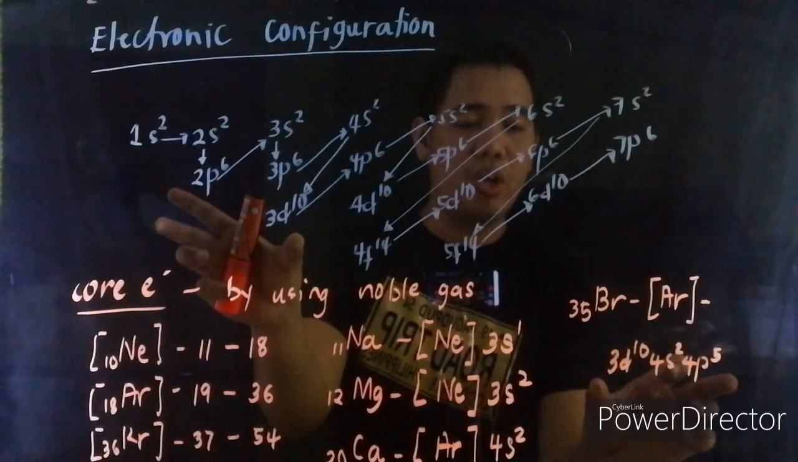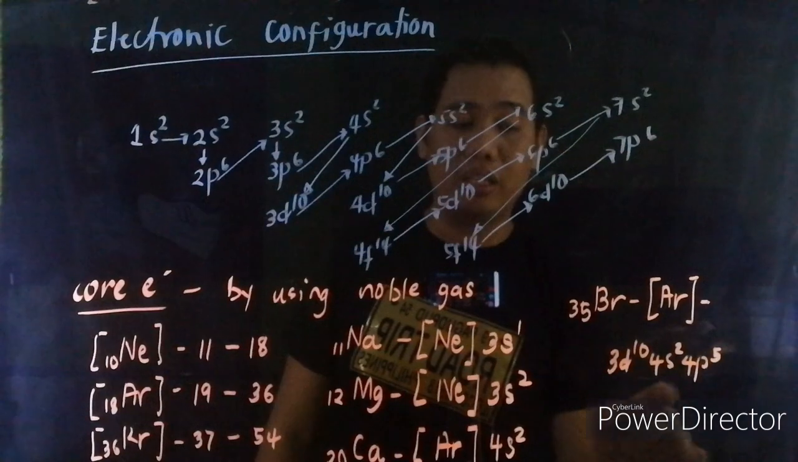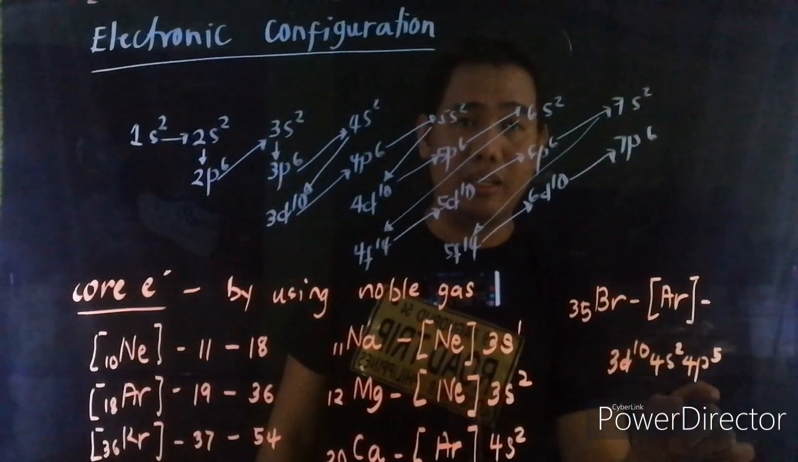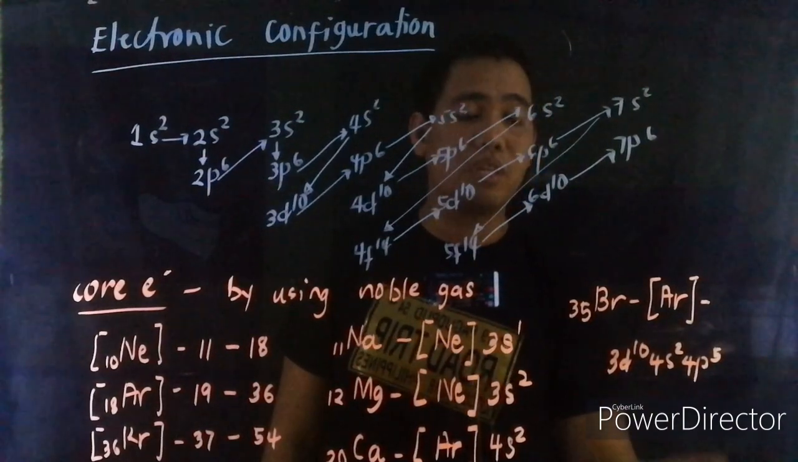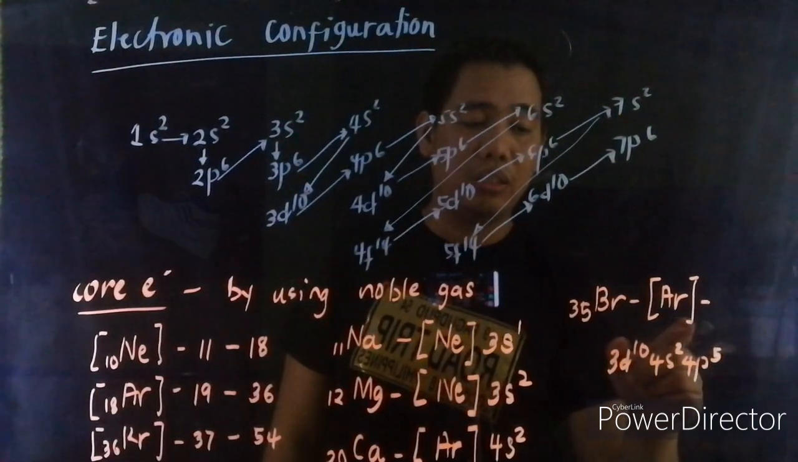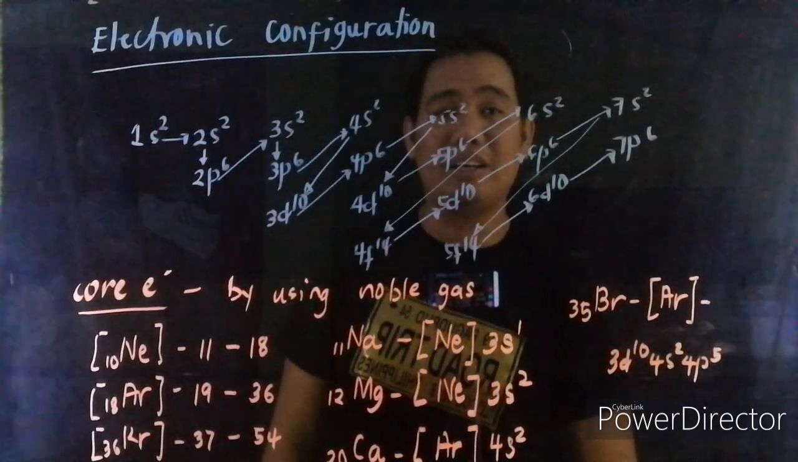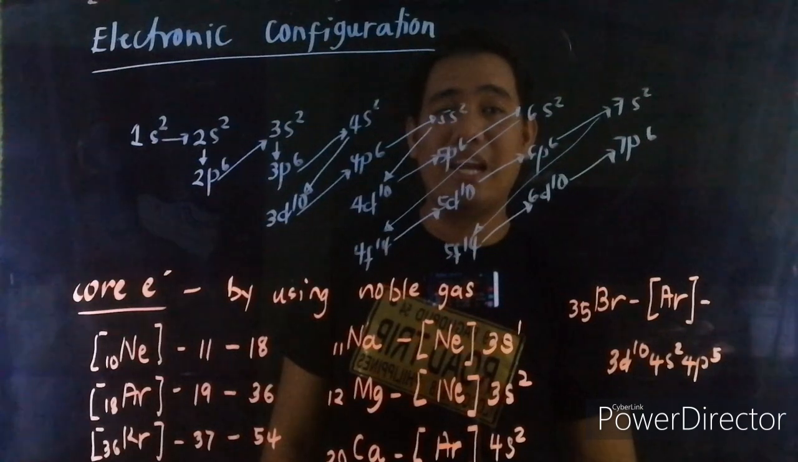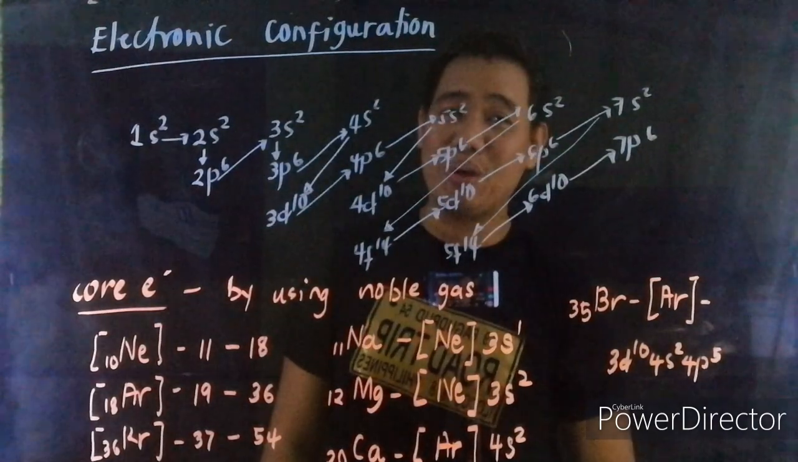So we know that bromine belongs to period 4. That is why the last shell has 4 in it. Then we know that bromine belongs to group 7. So the last electrons have a sum of 7. So we have s2 for that one, and p5. So that is 2 plus 5, and that is 7. So that is for the electronic configuration using the core electron. Hope you understand our lesson for today. So thank you so much.